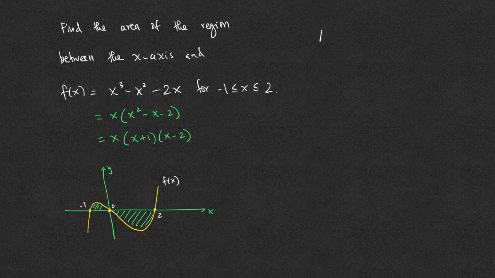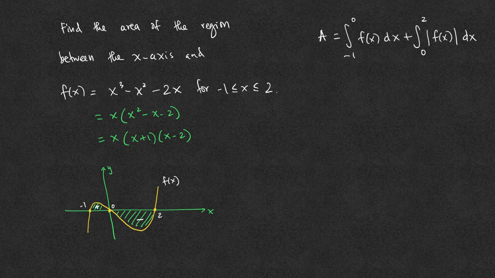And so the area, by looking at the graph, and this is why we should always sketch the graph, is the integral from -1 to 0 of f of x dx, because from -1 to 0, the curve is above the x-axis, plus the integral from 0 to 2, but this time we would need to take the absolute value of f of x, because from 0 to 2, the curve is below the x-axis, and so we would need to take the absolute value to have a positive area. And again, this is the total area that we're looking for.